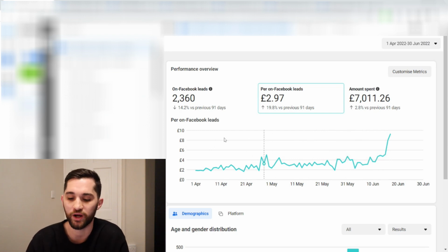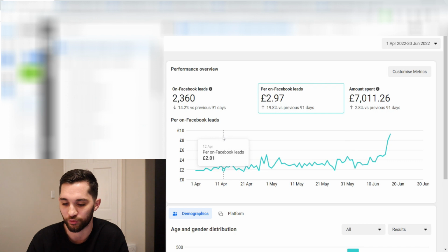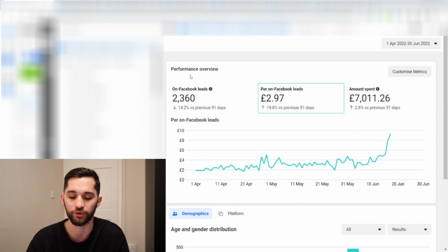But yeah, let me tell you why this happens, or at least give you some idea of why this can happen. So the data that we're looking at here is April 1st until the end of June. And this is specifically looking at the number of leads and the cost per lead, which can only tell you so much. It just tells you that things are going wrong.